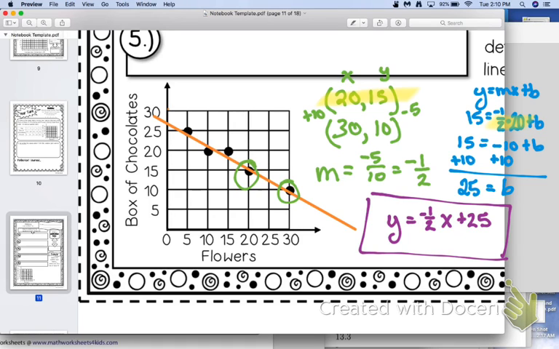I know in class we had different numbers because we had a different line. So the notes that you'll see in class are a little bit different than the notes that are online, and that's okay, guys. There's a little bit of room for error.